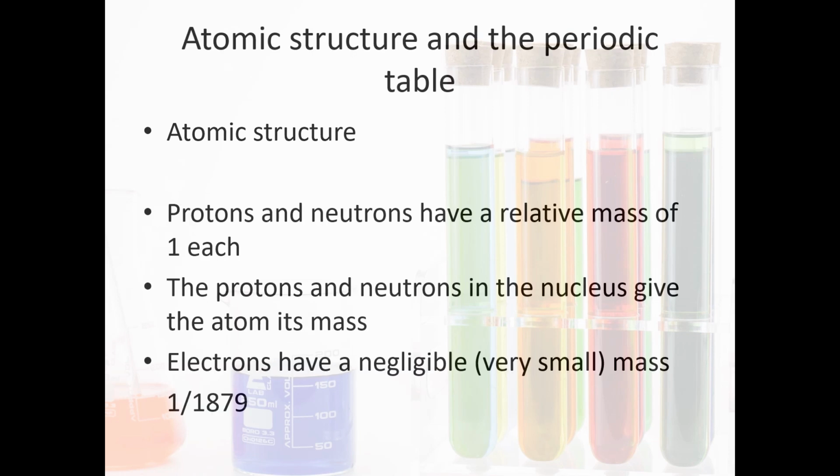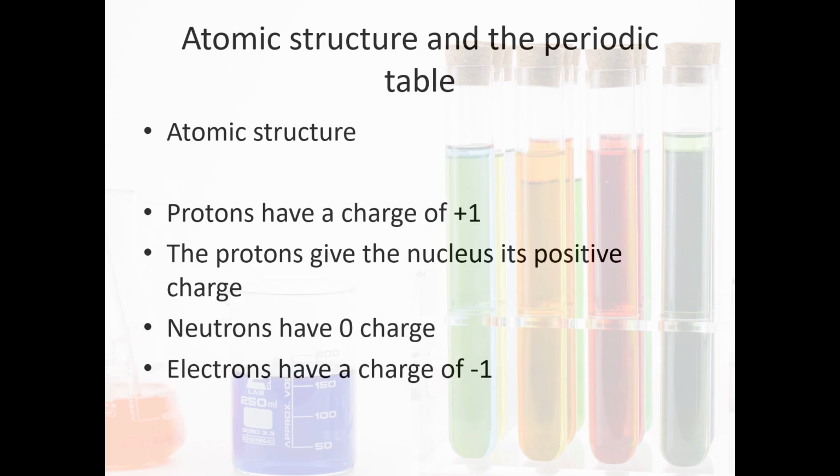Atomic Structure. Protons and neutrons have a relative mass of 1 each. The protons and neutrons in the nucleus give the atom its mass. Electrons have a negligible, very small, mass of 1 over 1,879. Protons have a charge of +1. The protons give the nucleus its positive charge. Neutrons have 0 charge. Electrons have a charge of -1.